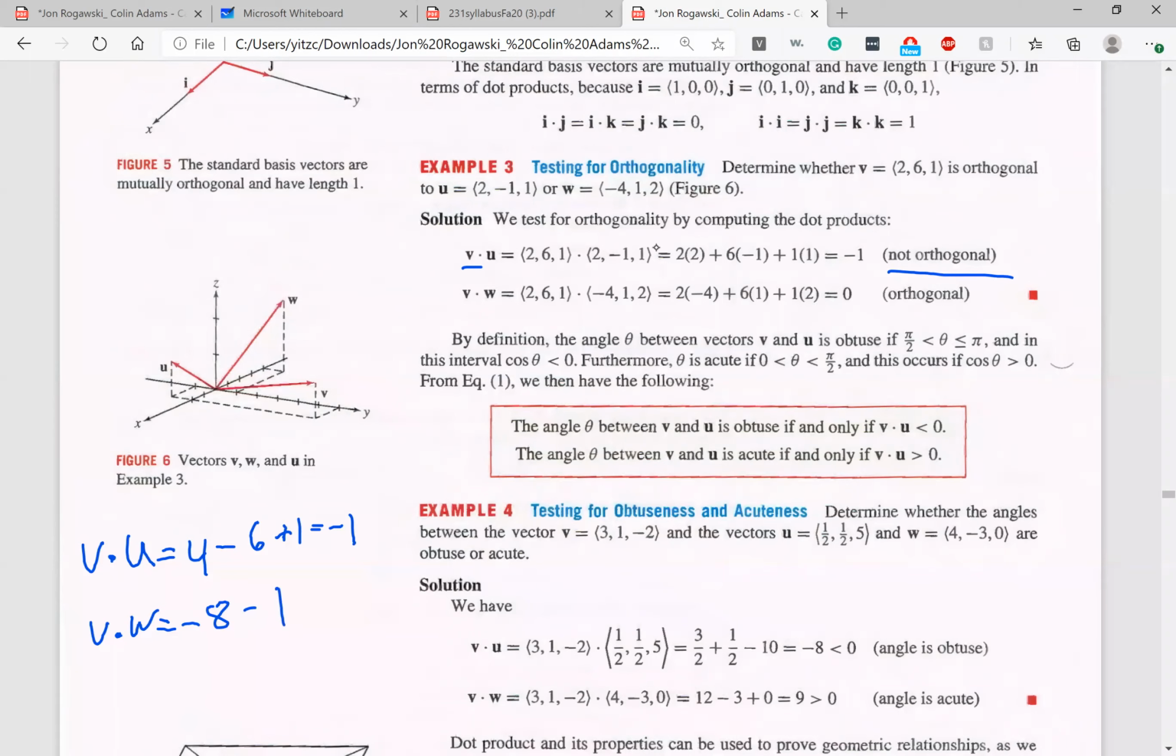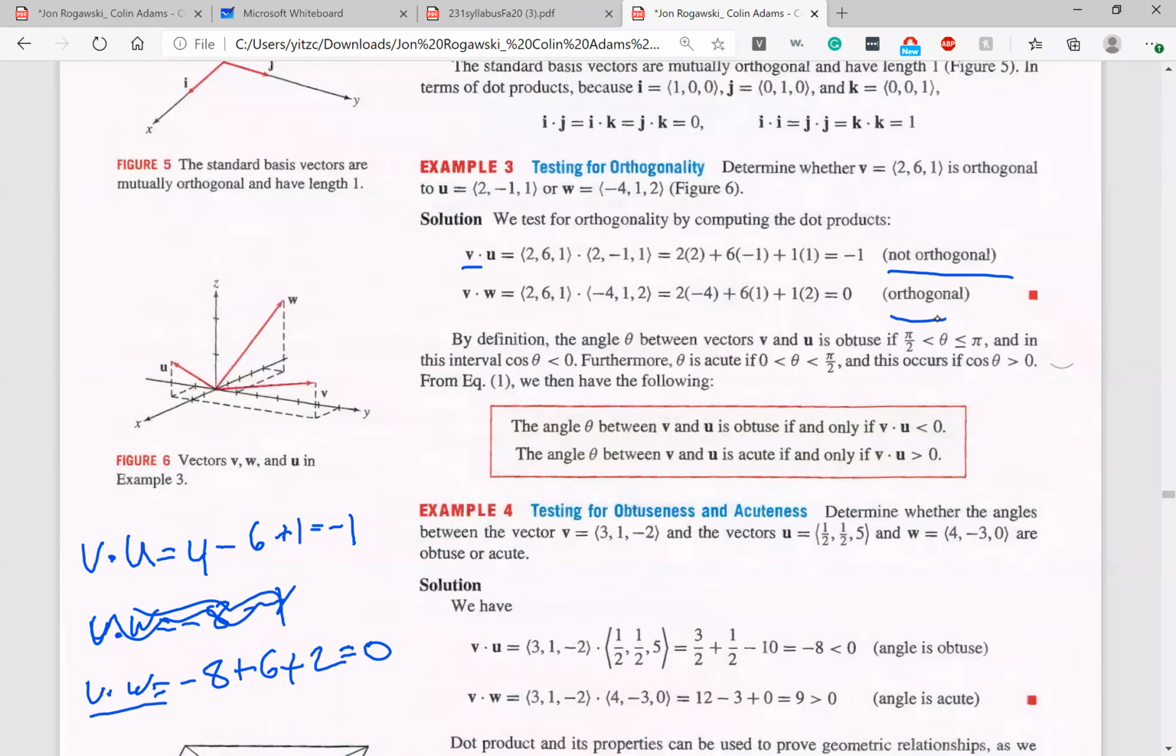And then it's going to be, oh, sorry, I'm doing it between two other different vectors. Okay, v dotted with w. Sorry about that. Okay, so now it's negative 4 times 2, so it is negative 8. And then it is 6 times 1, so plus 6. And then it is 1 times 2, so plus 2. So this is 0, so they are orthogonal. So yeah, they are orthogonal.